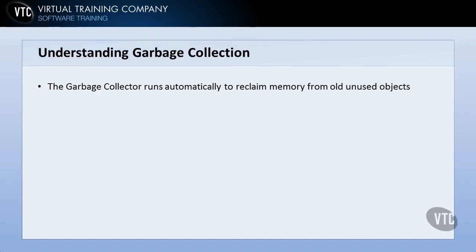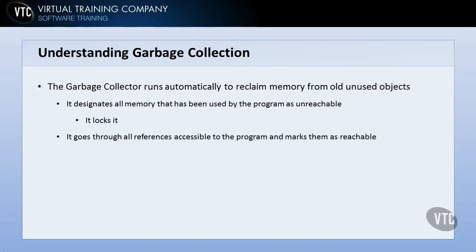So here's the bottom line. The garbage collector runs automatically from time to time to reclaim memory from old unused objects. Now the garbage collector only runs when it starts to see that the application is running short on memory. So as long as the app's not running short on memory, the garbage collector is not going to run. Now when it does run, it designates all memory that's been used by the program as unreachable. In other words, it's kind of locking the memory down momentarily. It goes through all the references that it can see in that program, and it starts to mark those objects that are out there that the program still has references to as reachable.